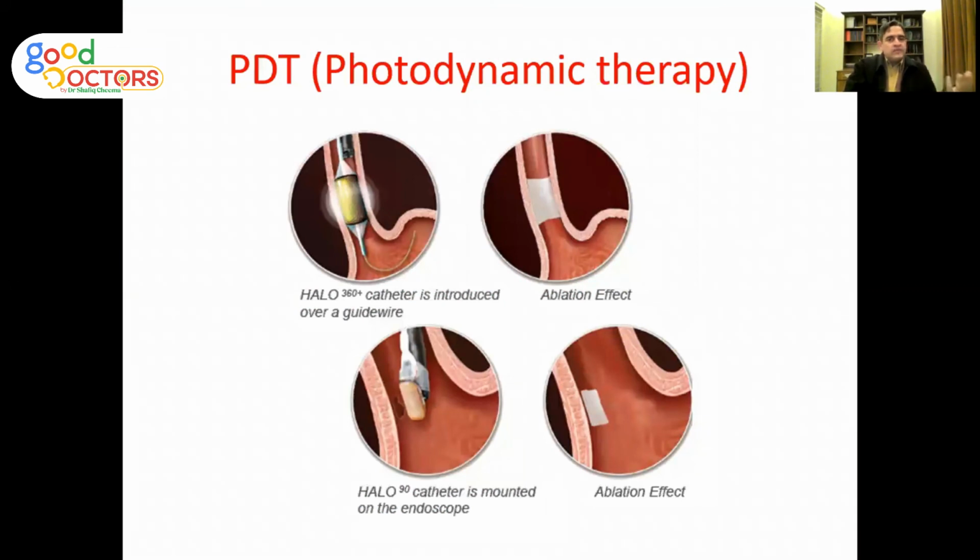Photodynamic therapy is another very effective modality of treatment for Barrett's metaplasia with dysplasia, where you are going to burn this whole area which is dysplastic, and you will follow it with follow-up endoscopies to confirm no recurrence at a later time.